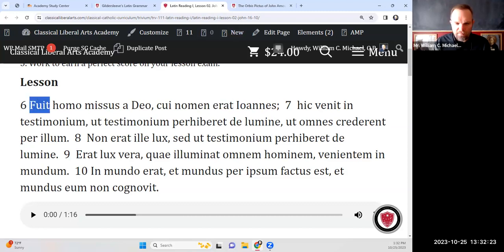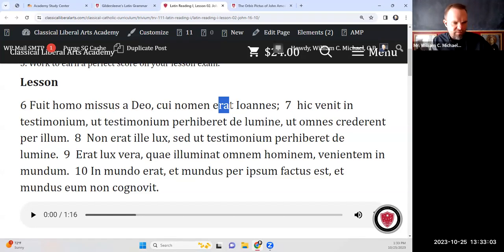Fuit is the perfect tense. I'll type it here so you can see this. And erat is the imperfect tense. So two different forms of the verb. Fuit is the perfect tense. Erat is the imperfect tense. Now let me ask you this. What is the perfect tense? What do you think the perfect tense means? They're both past tense verbs. Fuit and erat, they're both past tense. That's why they're both translated was.